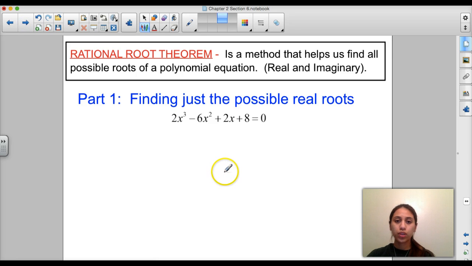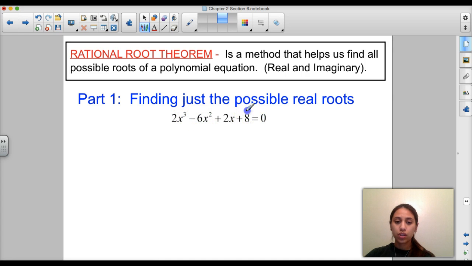So the rational root theorem is a method that helps us find all possible roots of a polynomial equation. Like I said, real and imaginary roots. Part 1, finding just the possible real roots. They may not be all of them, but possible. The method would be to have your equation in standard form, so from the highest exponent to the lowest.